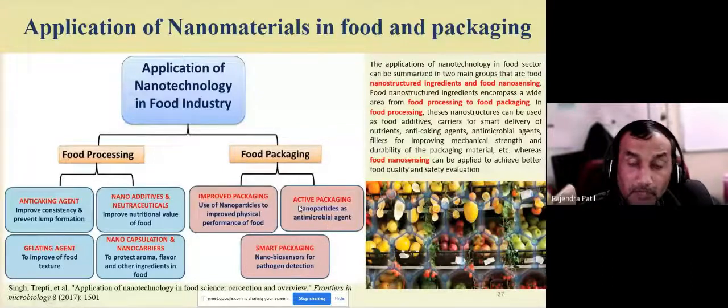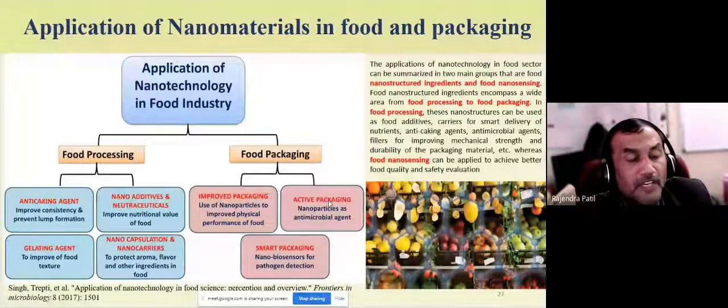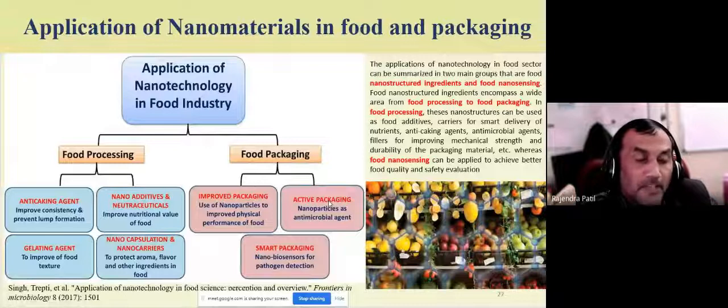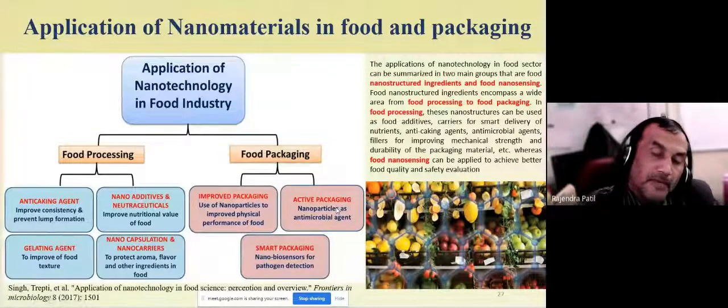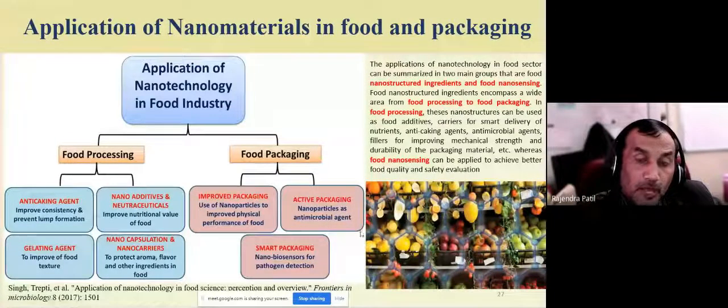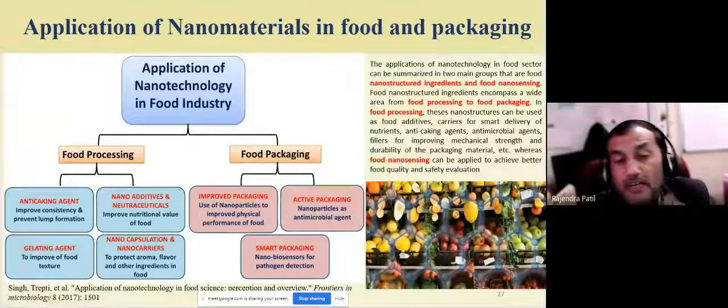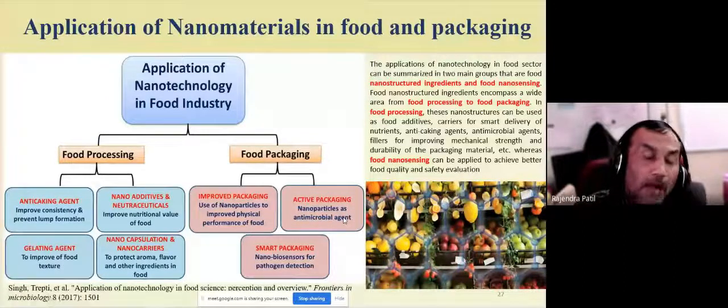Well, these days, zinc oxide nanomaterial has already been approved by the FDA to use in food packing material. Silver is also being used. Even aluminum oxide is now being given some importance to use as a food packing material. So these zinc oxide and silver nanomaterials possess antimicrobial property. So food is packed to impart the antimicrobial property.